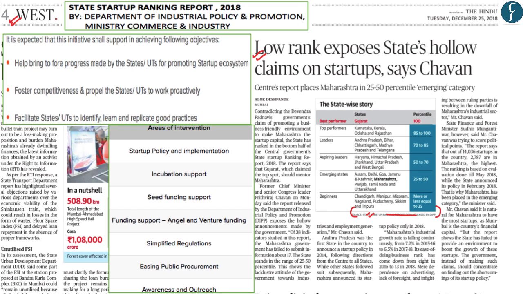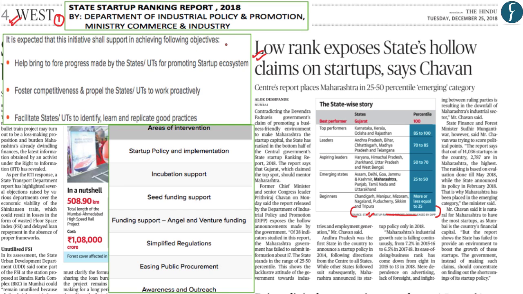Now as we have discussed before, there are three main aspects that you need to understand about any index that appears in the paper. First is who released that particular index, wherein the State Startup Ranking Report of 2018 has been released by the Department of Industrial Policy and Promotion, which is under the Ministry of Commerce and Industry.